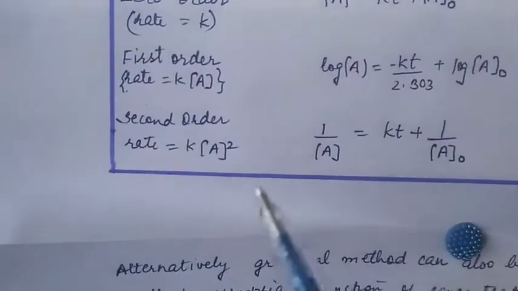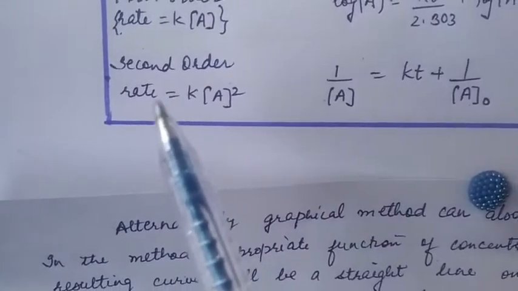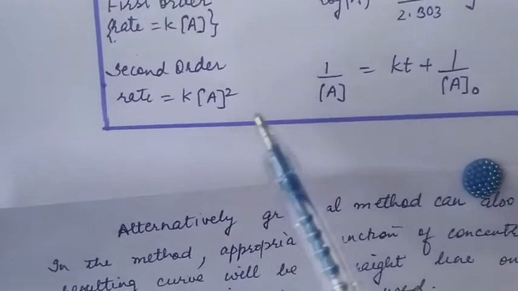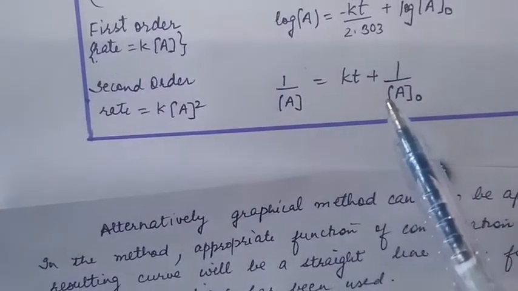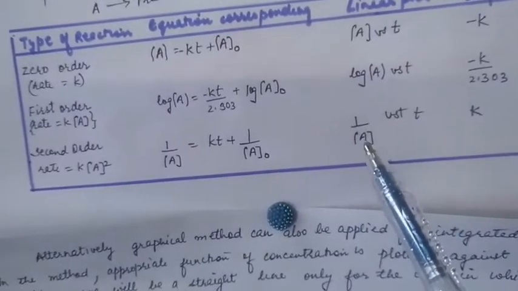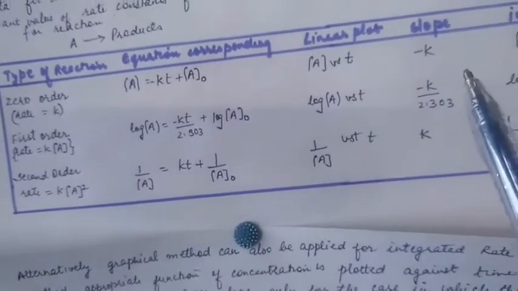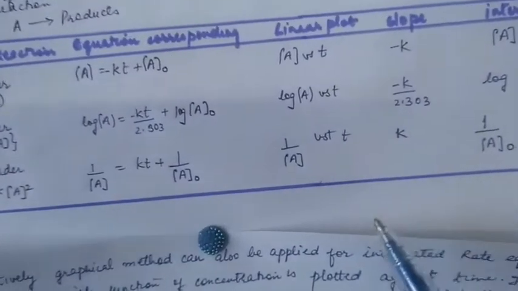Similarly, for a second order reaction, the rate law expression will be rate is equal to k into A square. The integrated rate equation will be 1 upon A is equal to kt plus 1 upon A naught. The linear plot will be 1 upon A versus t. Slope will be k, and intercept will be 1 upon A naught.